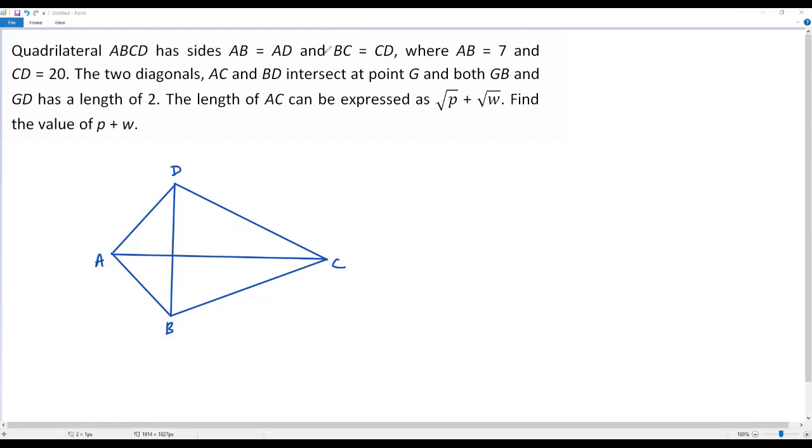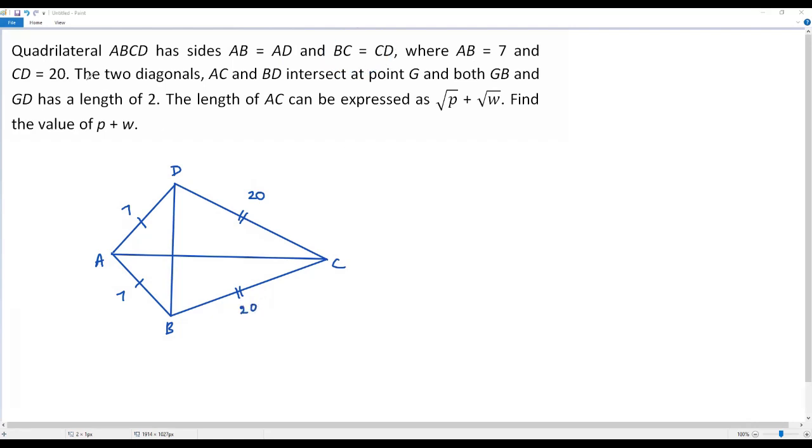And the question says AB and AD are equal. That is, this side AB and AD are congruent, and also BC and CD are congruent. BC is over here and CD is over here. We have the length of AB is 7. Then the length of AD is also 7 because both of them are equal. And we have the length of CD, that is 20. Then the length of BC is also 20 because BC and CD are equal.